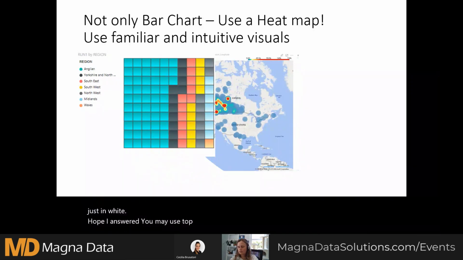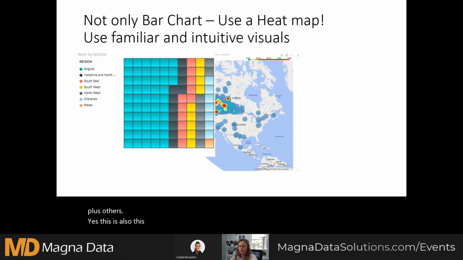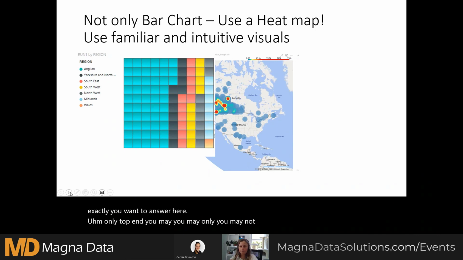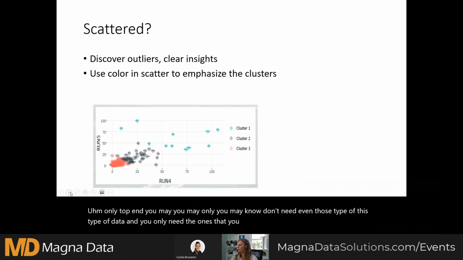You may use top n plus others. Yes, this is also an option. It depends really on your business question and what exactly you want to answer here. Only top n. You may not even need this type of data, and you only need the ones that you have mentioned previously. Scatter: discover outliers, clear insights, and use color in scatter to emphasize the clusters.